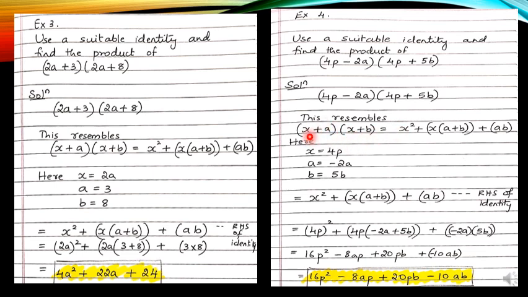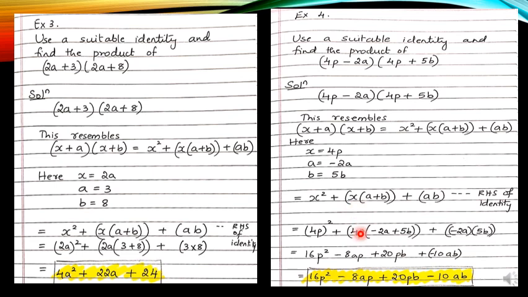So this resembles (x plus a) into (x plus b), which is equal to x square plus x into (a plus b) plus ab. What is the value of x? X is 4p. And what is the value of a? In the identity we have plus a, but in the question we have minus 2a, isn't it? So you will write a is equal to minus 2a. Then in the place of b, we have 5b. Here also plus, so we will just write 5b. So b is 5b. Be careful while choosing the values like this. Whenever you have a plus sign in the identity and minus in the question, in such cases you will write minus along with the term without fail.